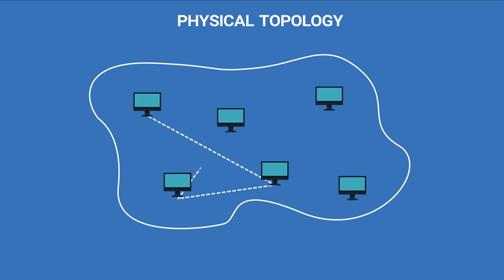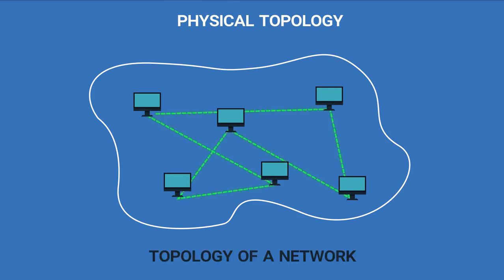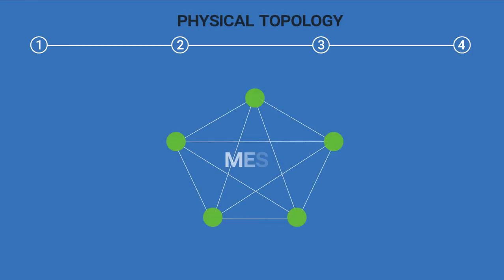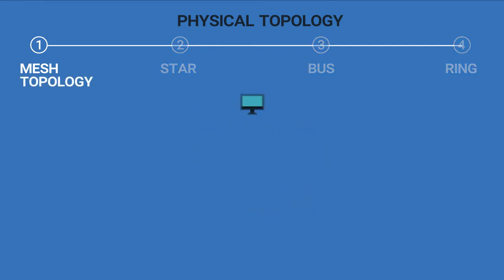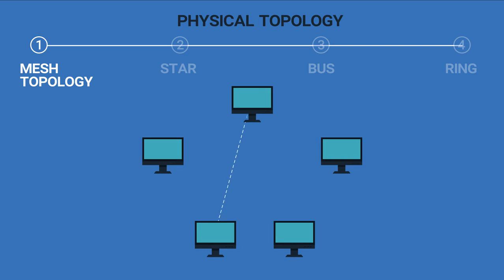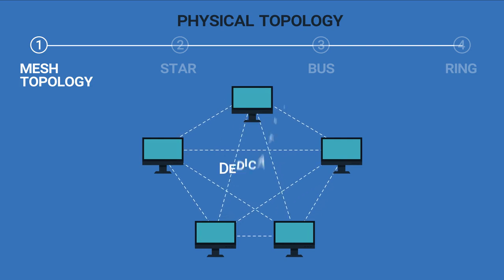The structural representation of the relationship of all the links and linking devices to one another is referred to as the topology of a network. There are four basic topologies: mesh, star, bus, and ring. Mesh topology. Here, every device has a dedicated point-to-point link to every other device. The term dedicated means the link carries traffic only between the two devices it connects.